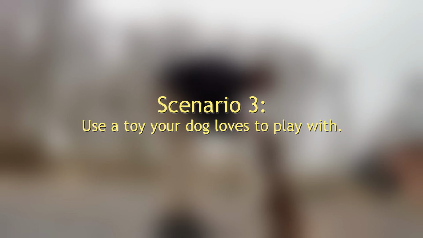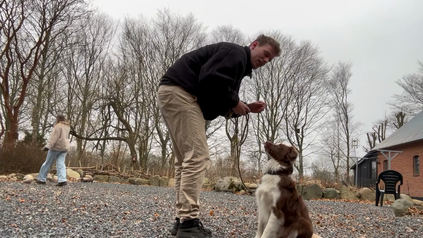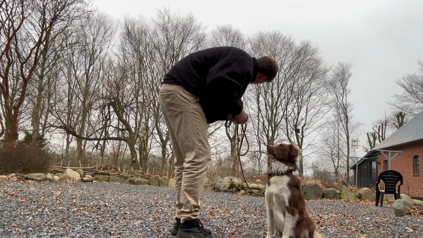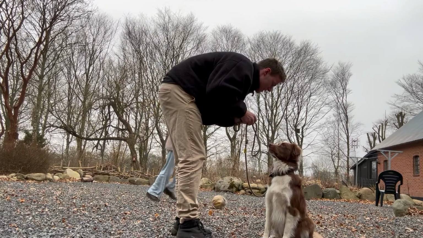For the third scenario, use a toy that your dog loves to play with. Here you can see that my sister is playing with a football, which is something our dog really loves to do. You can see here that I'm bending down towards my dog to get closer and make sure I keep its attention.